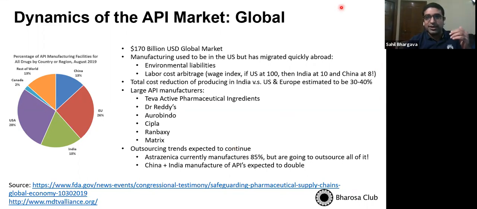But let's peel the onion back and let's see specifically what the deal is with India, what the deal is with China, how they compare, etc.